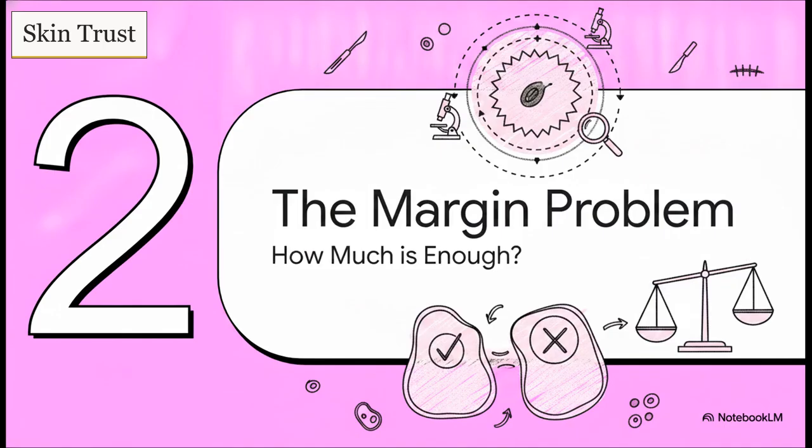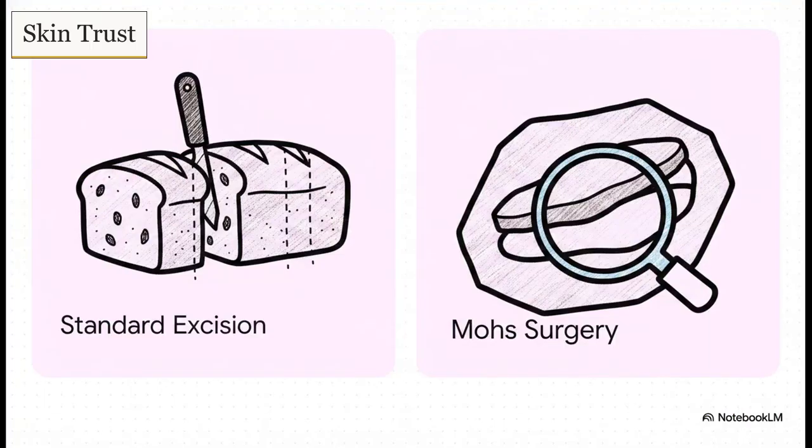How much is enough? You really cannot compare any treatments fairly without understanding exactly how the surgical margins are going to be assessed. In a standard excision, the tumor is removed with a planned clinical margin, and then the specimen is evaluated using representative vertical sections. Think of it kind of like taking slices from a loaf of bread to see if there are any raisins inside. It's a highly effective approach for many well-defined tumors, but it doesn't examine every single millimeter of the edge.